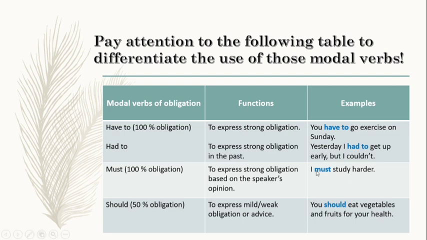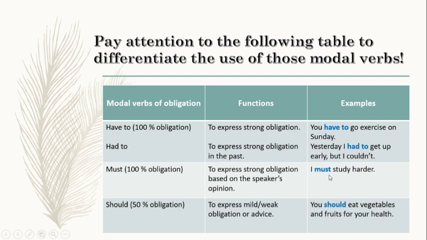And the second modal verb of obligation is must. Must also indicates strong obligation and 100% obligation. The function of the modal verb must is to express strong obligation based on the speaker's opinion. Have to and must are used to express a strong obligation, but must here is based on the speaker's opinion.